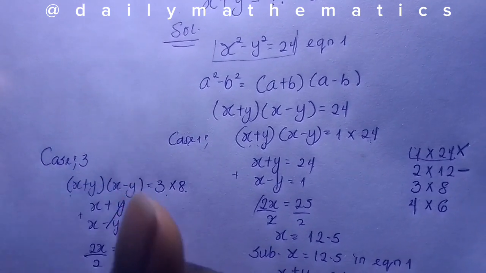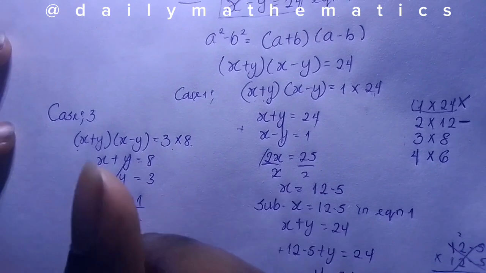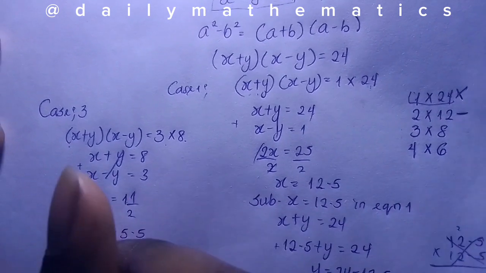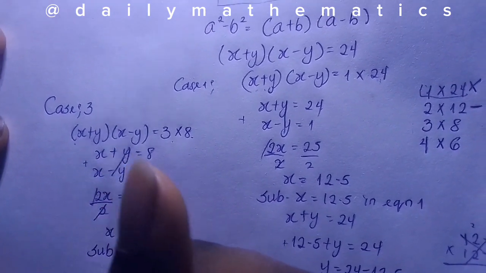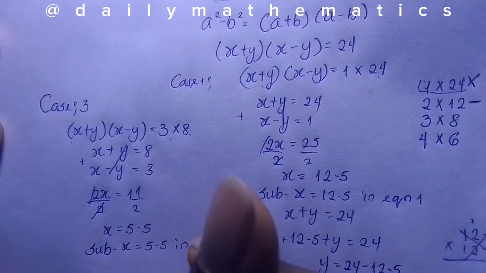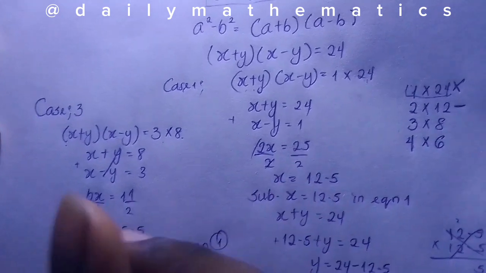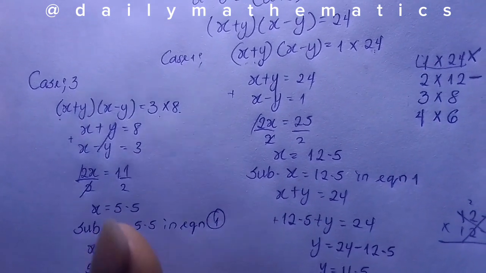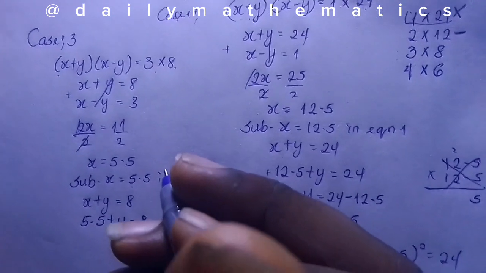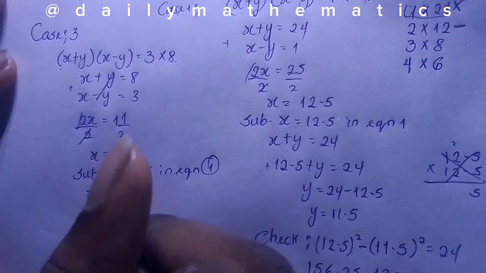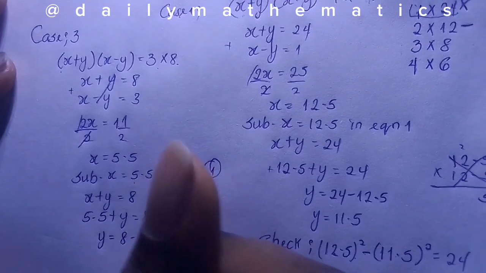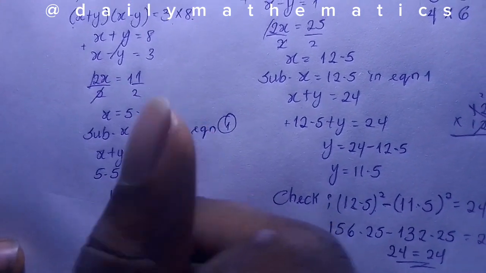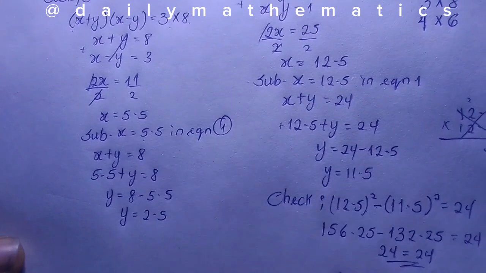We divide both sides by 2, which is the coefficient of x, right? So x equals 5.5. So let's substitute x equals 5.5 in any equation of your choice. I pick equation 1, x plus y equals 8. 5.5 plus y equals 8, right? So y equals 8 minus 5.5, which gives us 2.5. So y equals 2.5.